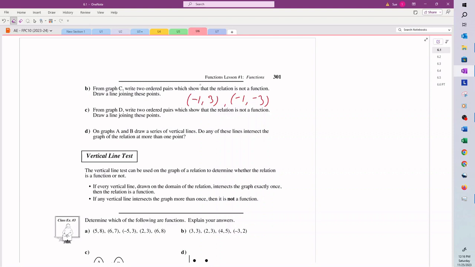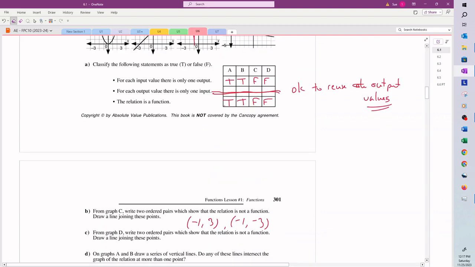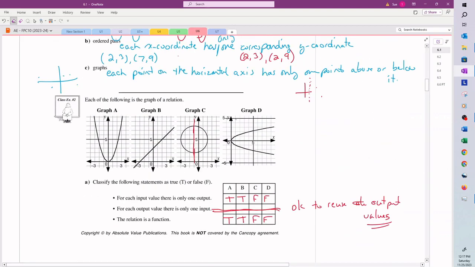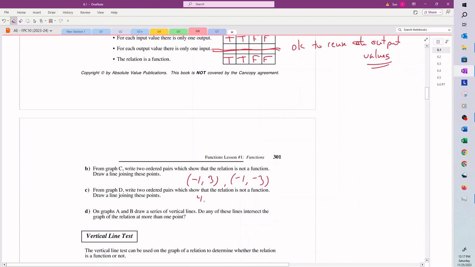And graph D, do the same thing, write 2 ordered pairs that show that this is not a function, and draw a line joining them. So let's go with 4 and 2 right there, oh, sorry, 4 and 2. I have it written down and I'm not seeing it. Yeah, 4 and 2. So that point right there, and 4 and -2. Okay, and then we can draw that line through them. Okay, so there's my point. There's my point. Let's go write that down. So we get 4 and 2 and 4 and -2.